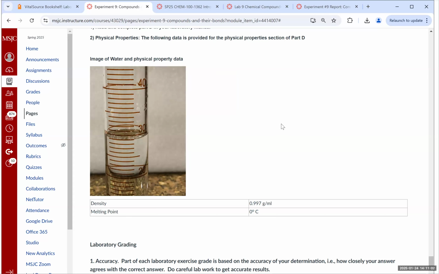Okay, let's start with the physical property data for water. Water is a clear liquid. The density is about 1 gram per milliliter, and its melting point is 0 degrees Celsius. As you notice, covalent compounds generally have lower melting points.